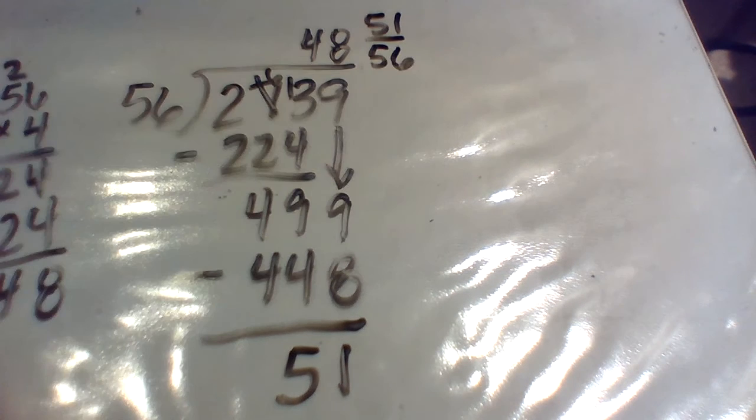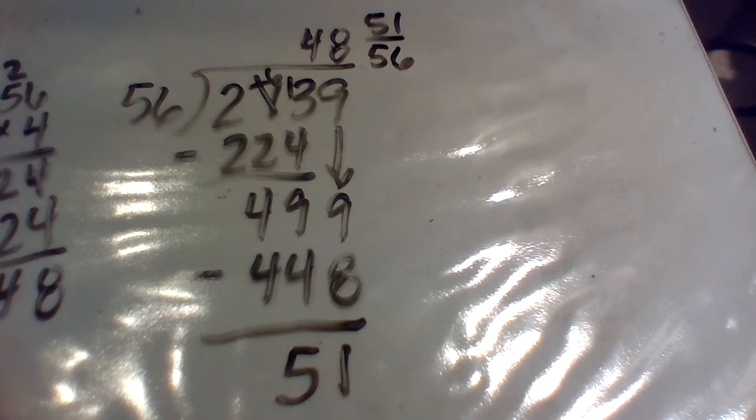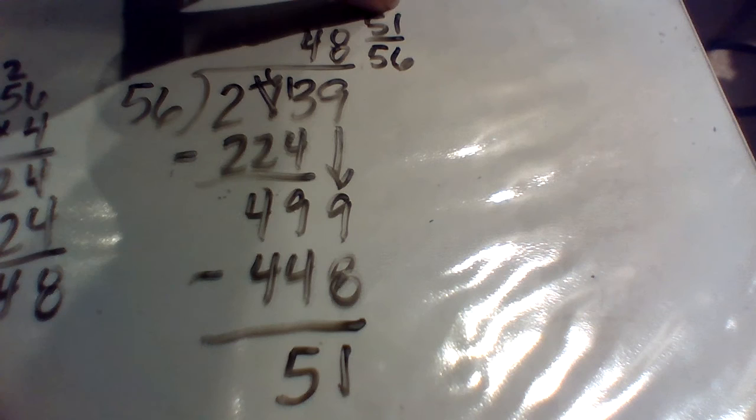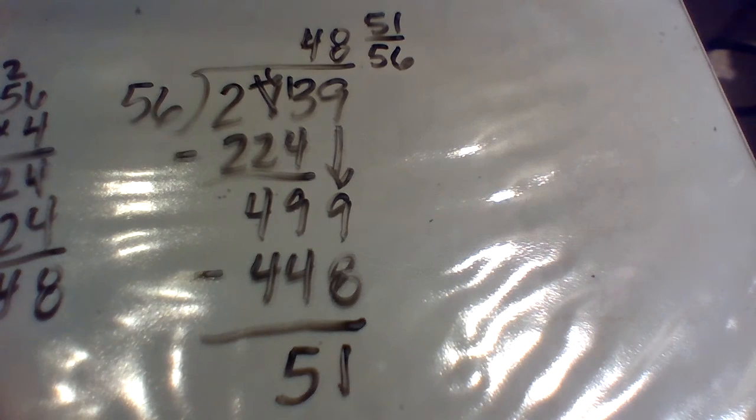Okay, now we have to decide, are we in lowest terms? So I know that 1 here makes it odd, 6 makes it even. So I don't have a common factor. Okay, so 48 and 51 over 56 is going to be our lowest terms.